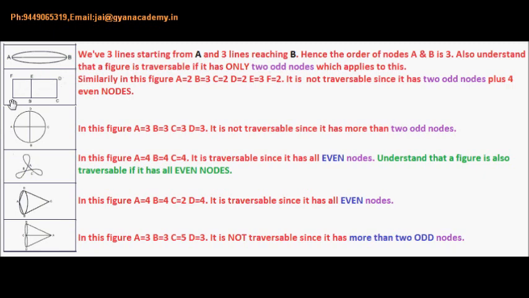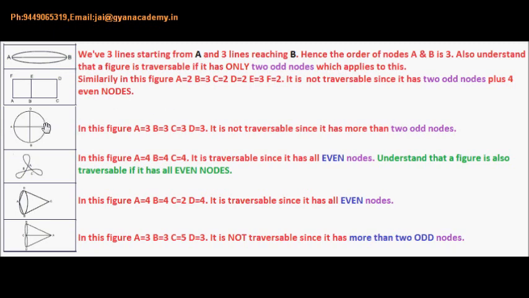In this figure, at A we have 2 lines going this and this side, that is order 2, and B is 3, C is 2, D is 2, E is again 3, F is 2. This is not traversable because it has 2 odd nodes plus 4 even nodes.